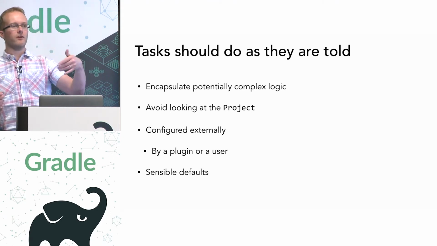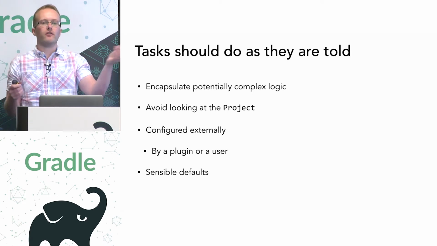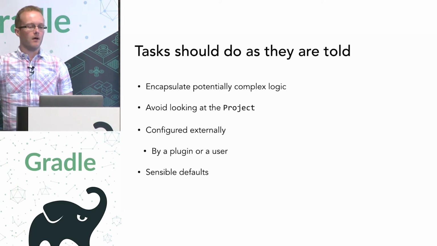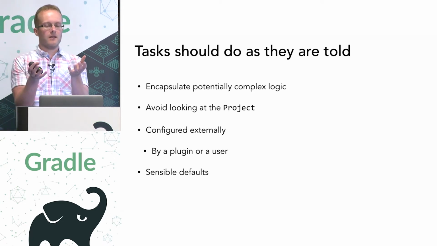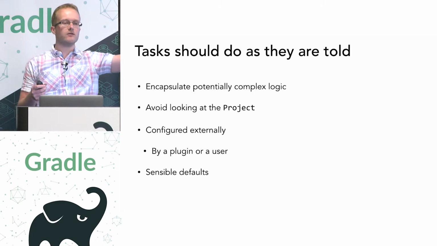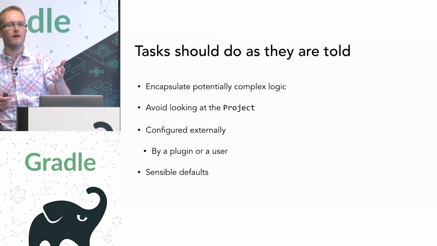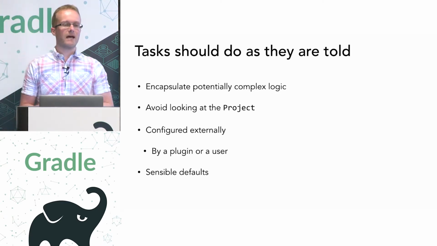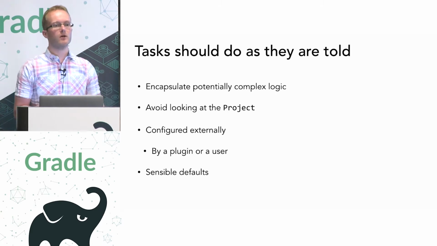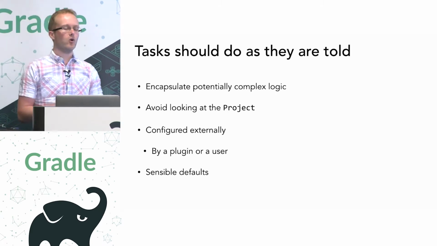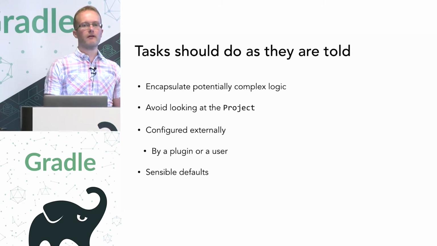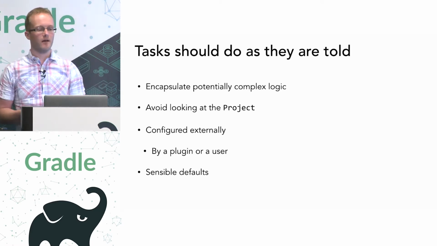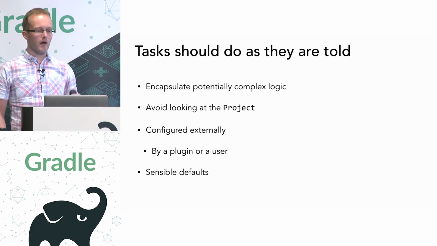You shove a bunch of stuff into it. The task does anything with all the stuff you've shoved into it that can be as complex as you like, and it produces some output. But if your task is looking out into the project to figure out what its input should be, you're very quickly going to tie yourself in knots. So whilst every task has access to the project, I would avoid using it as much as possible. If you find yourself looking at the project to figure out something that should be passed into your task, then you have almost certainly got something wrong.